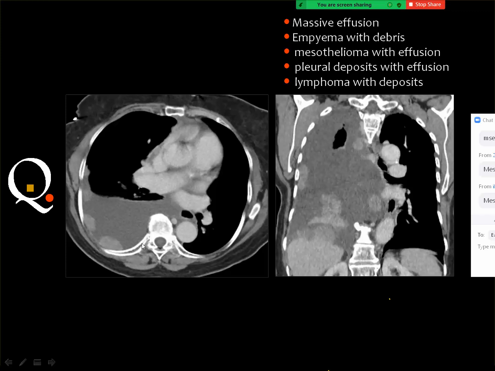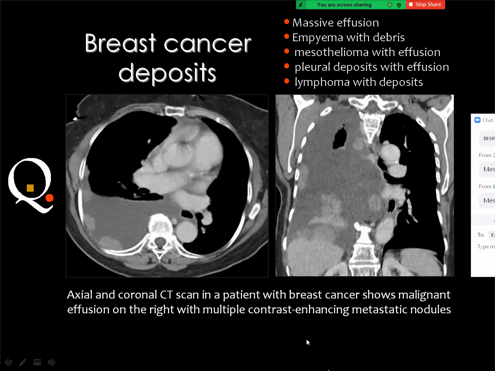Of course, mesothelioma can present by focal masses like this, but I think if you see focal masses like this, it's better to predict the possibility of metastasis rather than the possibility of mesothelioma.